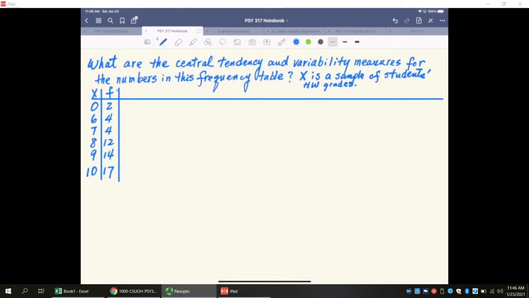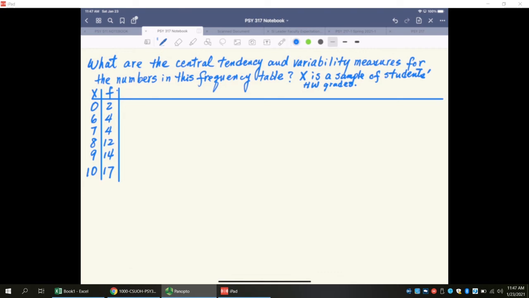What are the central tendency and variability measures for the numbers in this frequency table? The variable X is a sample of students' homework grades. As you look at the frequency table, the values of X are sorted from the lowest to the highest. So you can see 0, 6, 7, 8, 9, 10.